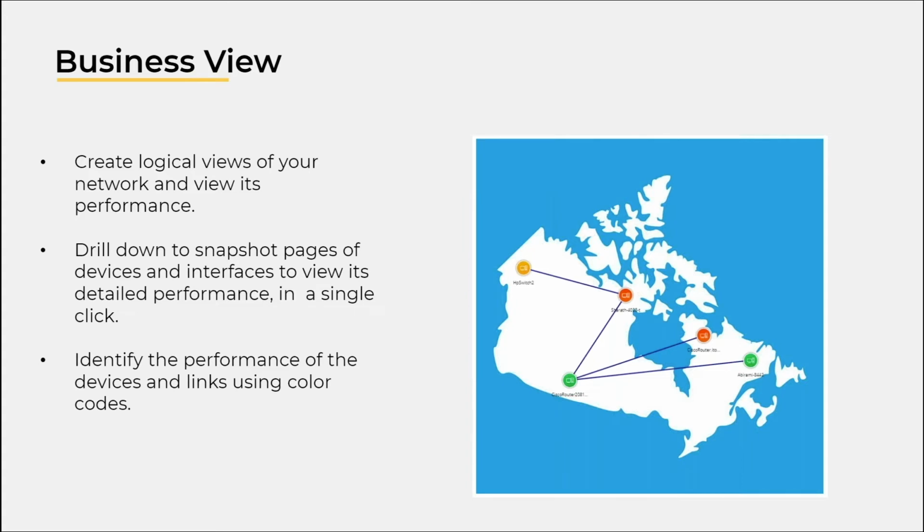And the next one is, in case you want to identify the performance of the device as well as the interface links connected between devices, then yes, you can use the color codes available in OpManager. And in case you want to have shortcuts from your headquarters to your branch office, you can also have shortcuts configured on a business view. So let me take you to the UI and show you how to create a business view, and also show you an example of a business view which I already have created for you.